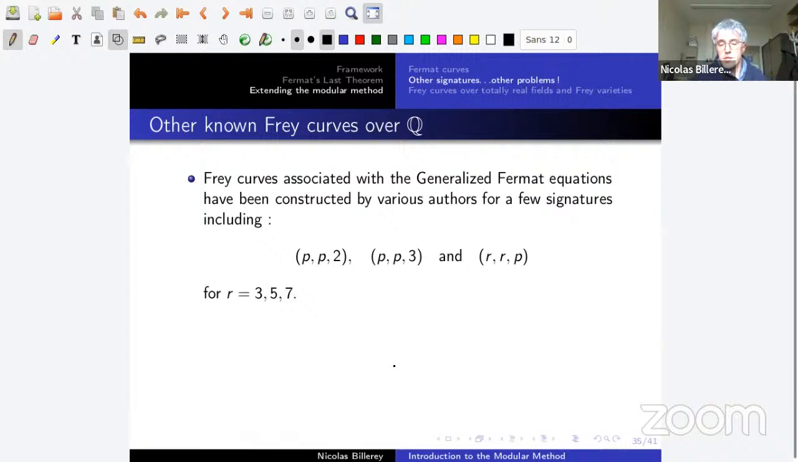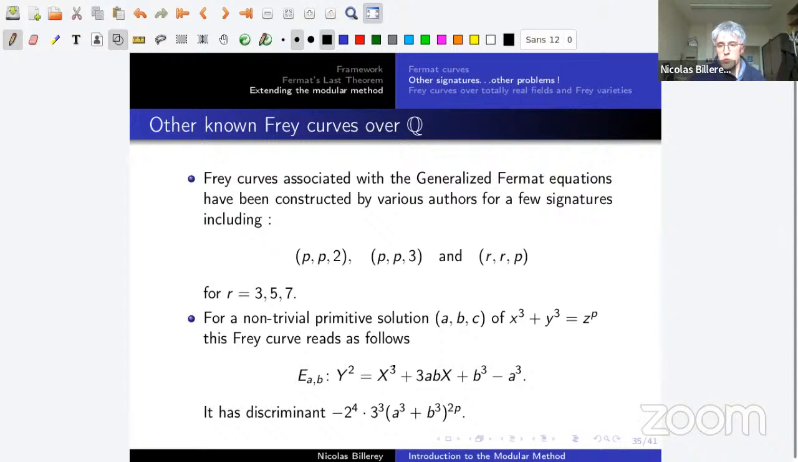In particular, this has been done for signatures (p, p, 2) and (p, p, 3) and signature (r, r, p), where again r is fixed. And in particular, when r is 3, 5, and 7, we have Frey curves defined over Q. But it's not all the signatures for which we have Frey curves defined over Q. If you consider the equation x^3 + y^3 = d z^p, signature (3, 3, p), we have a Frey curve, which reads as follows: the elliptic curve given by y^2 = x^3 + 3abx + b^3 - a^3. Again, you can wonder, can we apply the modular technique to show that this equation has no solution apart from the trivial solution, for instance?